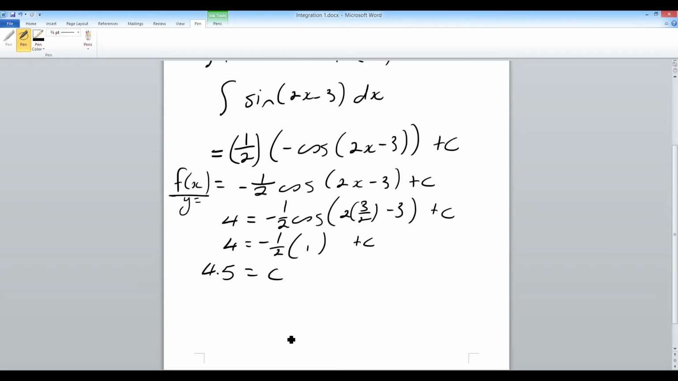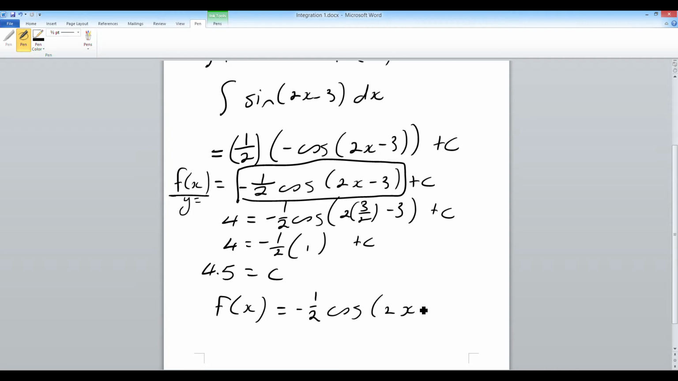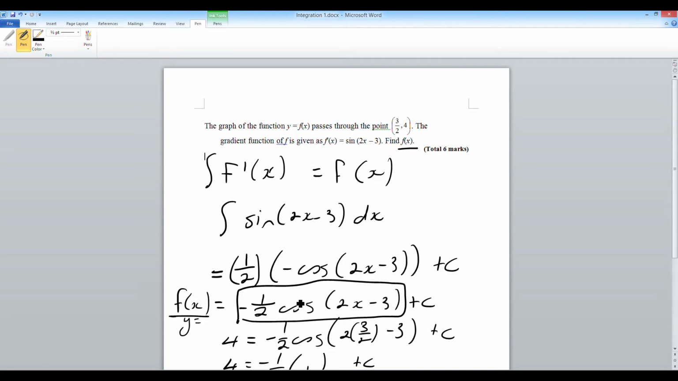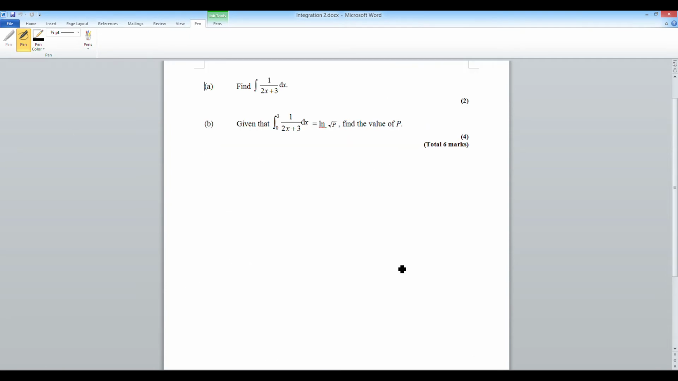Therefore, if I want to write my full equation for f of x, I can say f of x is equal to minus 1 over 2 cosine 2x minus 3, but we have found the value for c, which in this case is plus 4.5. And here is my f of x function with an initial value. Let's take a look at another example.